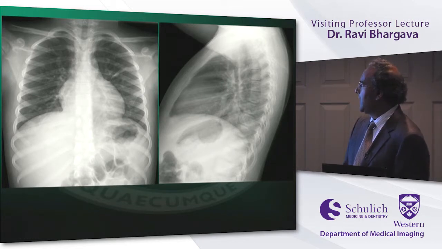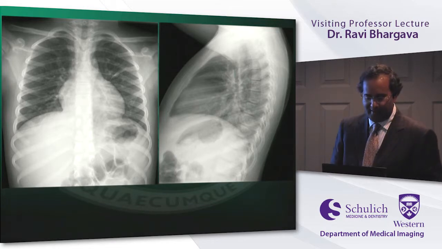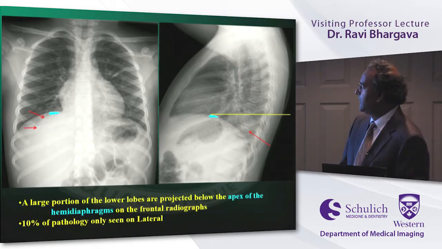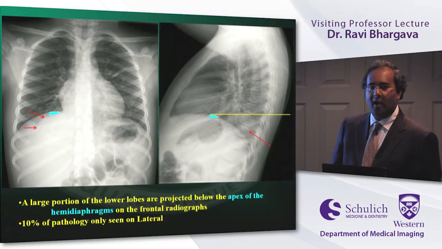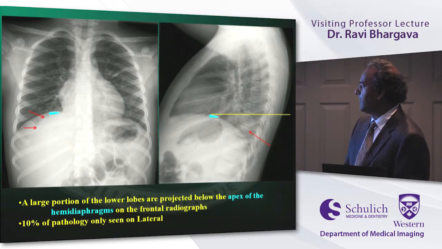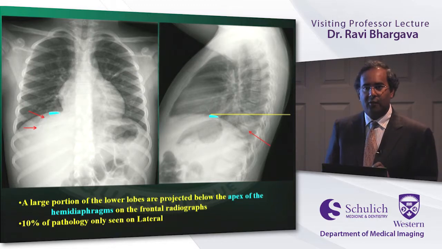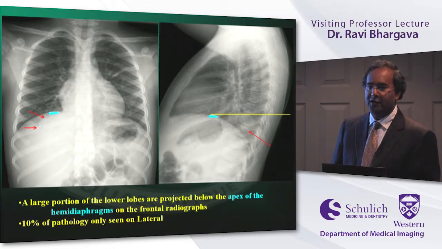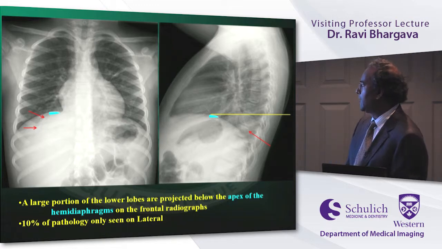So if we look at this chest x-ray, the thing to realize is that there's a large portion of the lungs that are projected below the apex of the hemidiaphragms on the frontal radiographs. And that in children, at least 10% of pathology is only seen on a lateral radiograph.